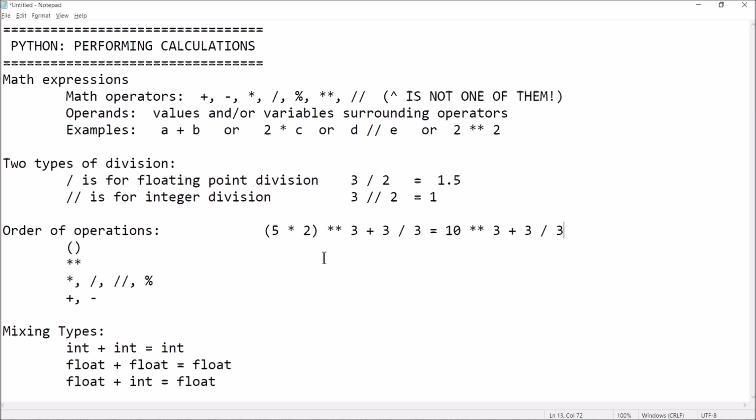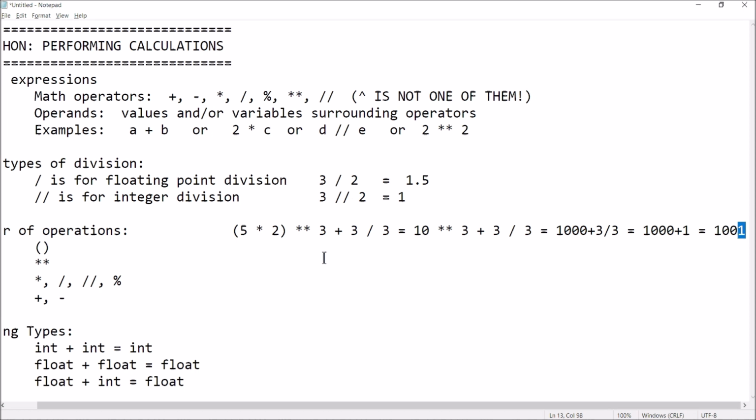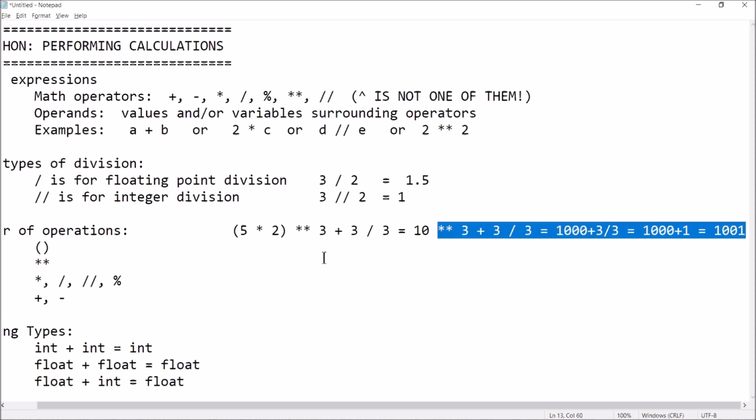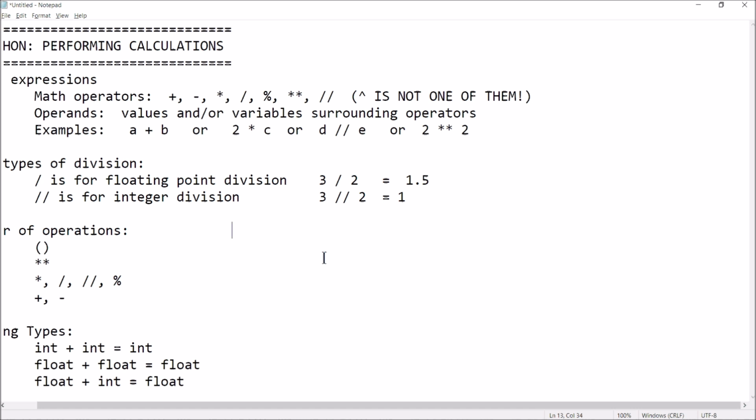Well, exponentiation is higher than both division and addition. So 10 cubed is 1,000 plus 3 divided by 3. Well, 3 divided by 3 is 1. Oops, forgot my 0 there. So the division then resolves, is evaluated, and so you end up with a final answer of 1001. Okay, so order of operations, they flow just as you would expect.